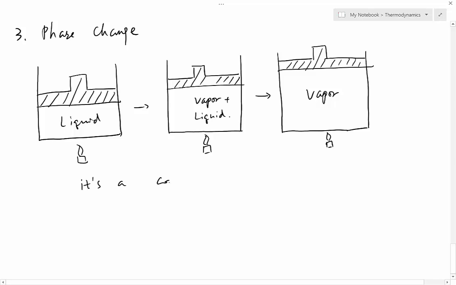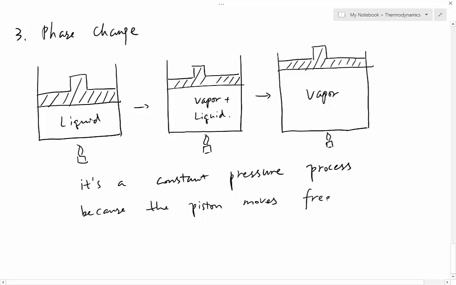It's a constant pressure process because the piston moves freely. Okay? If the piston cannot move, then the pressure inside will go up. However, if the piston can move freely, then the pressure will remain constant. So later on, when you see the phrase "piston can move freely" in a problem, you should understand this tells you the pressure is constant.